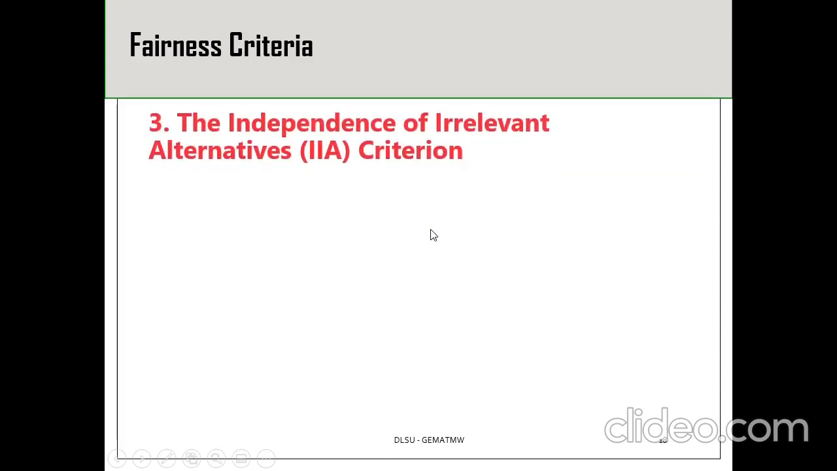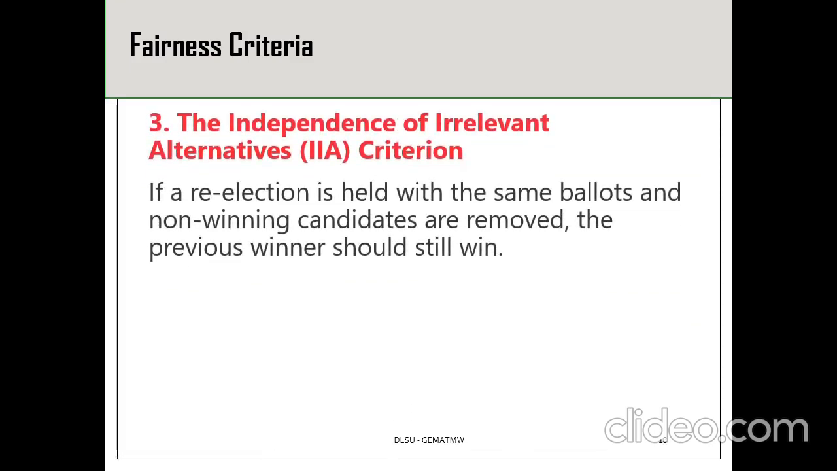For the IIA, the idea is if a re-election is held with the same ballots and non-winning candidates are removed, the previous winner should still win. In other words, if we remove the non-winning candidates, we should have the same winner. Now let's see if plurality satisfies the IIA criterion.